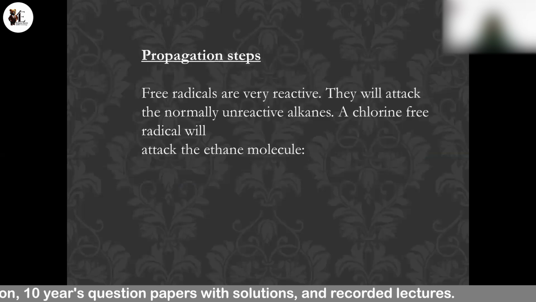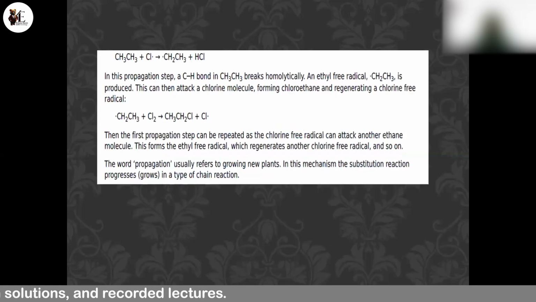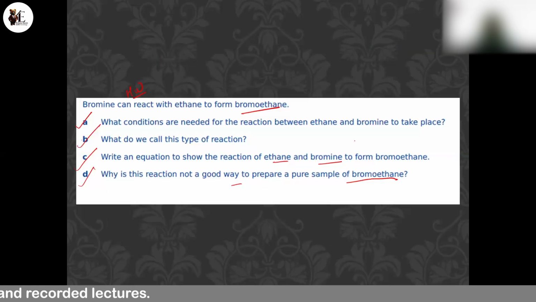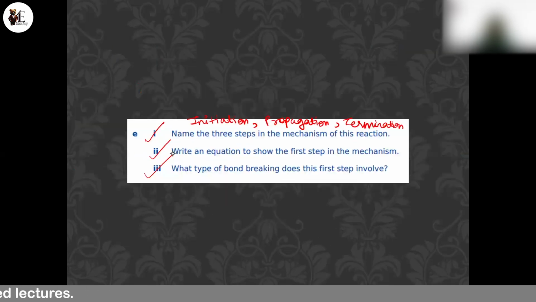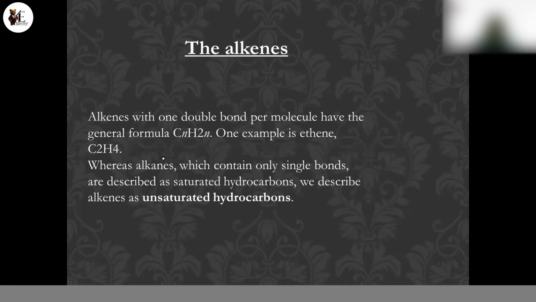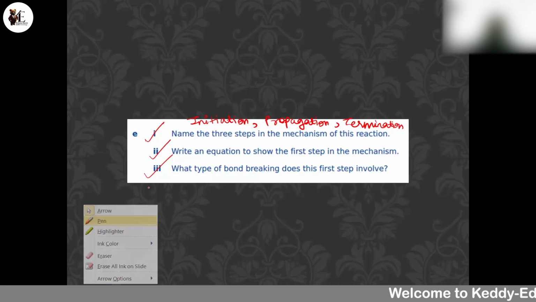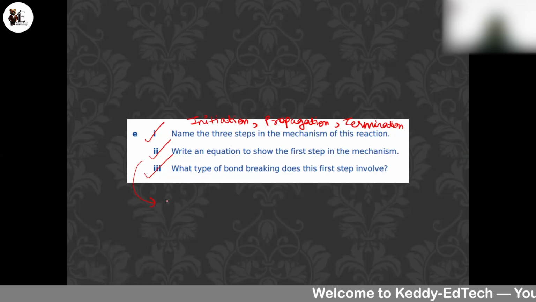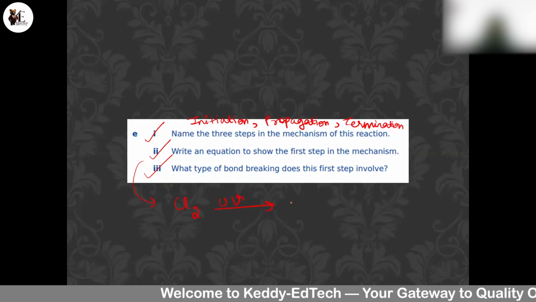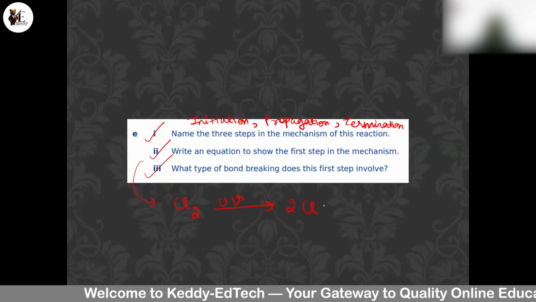If you have to write the equation for the initiation step, the chlorine-chlorine bond will break. Cl2 will break in the presence of UV light to form 2 Cl radicals. So the equation should be Cl2 in the presence of UV light forms 2 chlorine radicals.